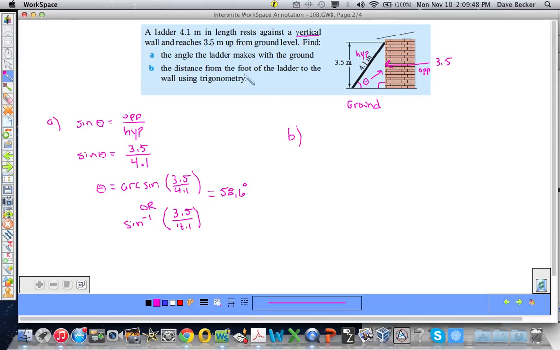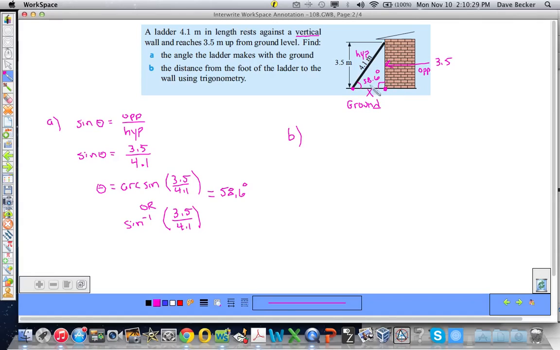Part B, the distance from the foot of the ladder, that's right here, to the wall, right here. So I'm going to call that x since that's what they're asking me to find. Now, they say using trig, and I really don't have to use trig because I could use the Pythagorean theorem. I have the hypotenuse and another leg of the right triangle, but they asked me to use trig, okay? So I now know that theta is equal to 58.6 degrees.